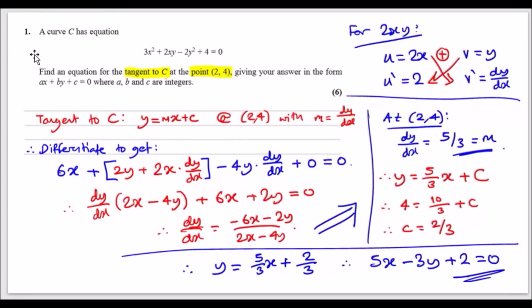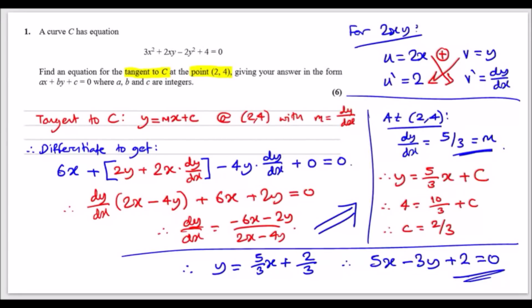Now, question one: a curve C has the given equation, okay? So it's just a mixture of x and y's and set to 0. Find an equation for the tangent to C at the point (2, 4), giving your answer in this type of form, where a, b, and c are integers.